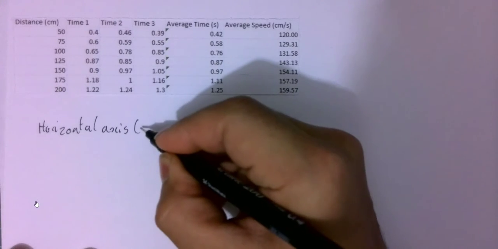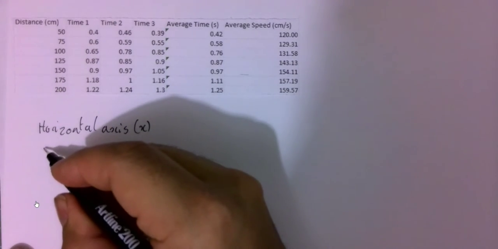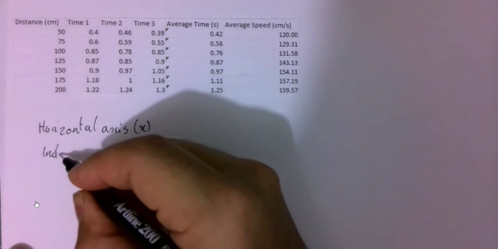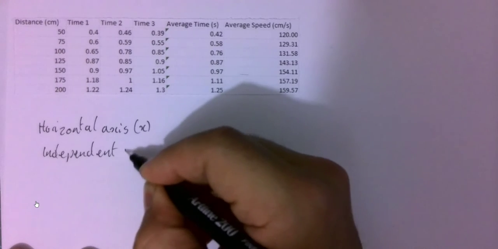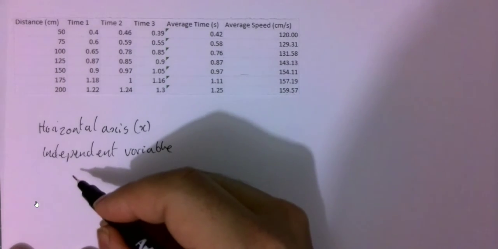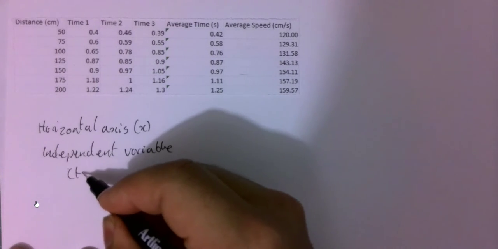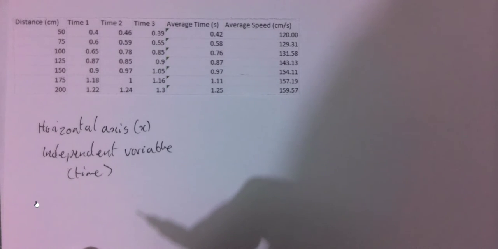we also call that the x-axis. This is going to be our independent variable. It's the one that we change. Okay, and in this instance, it's going to be time. As time changes, the speed is going to have an impact on it.